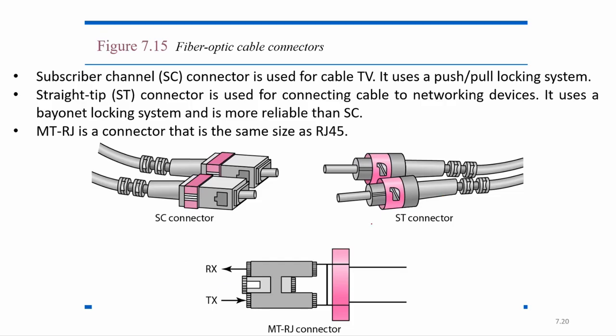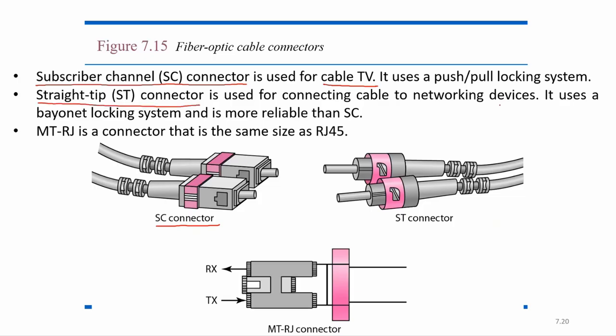And the next is optical fiber connectors. There are different types of optical fiber connectors. The first is the subscriber channel, SC connector, used for connecting different optical fiber cables, basically used in cable TVs. It uses a push-pull locking system, so once it is pushed, it will be fixed.